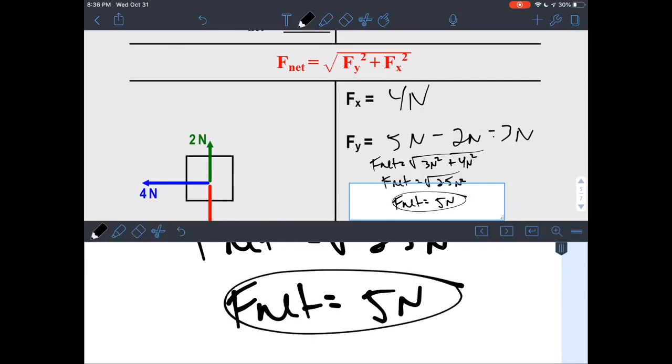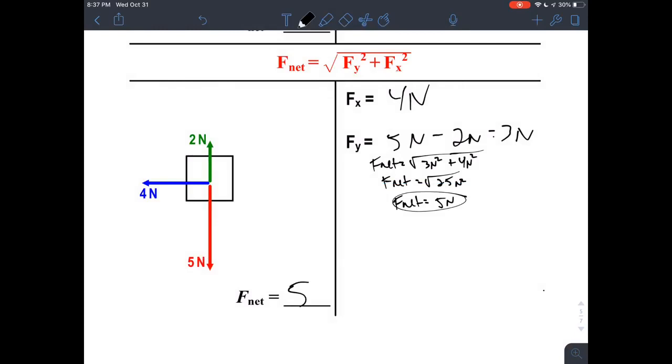So in this case, we have a total force of 5 newtons, and again, our net vertical force is pointed downward, and our net horizontal force is pointed to the left. So our force is going to be down and to the left, and again, that is going to be 5 newtons down and left.